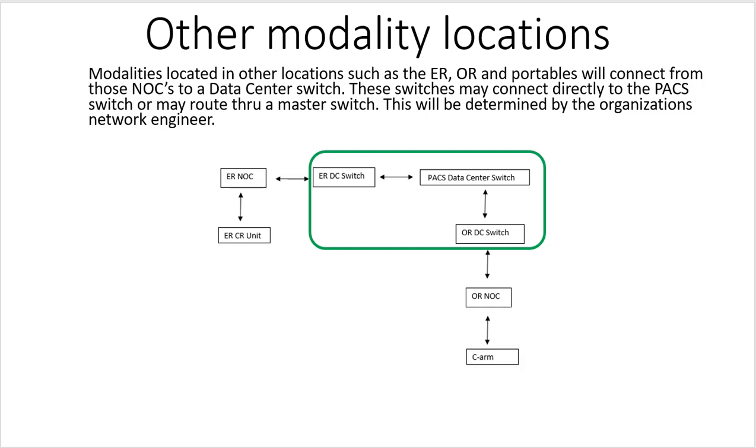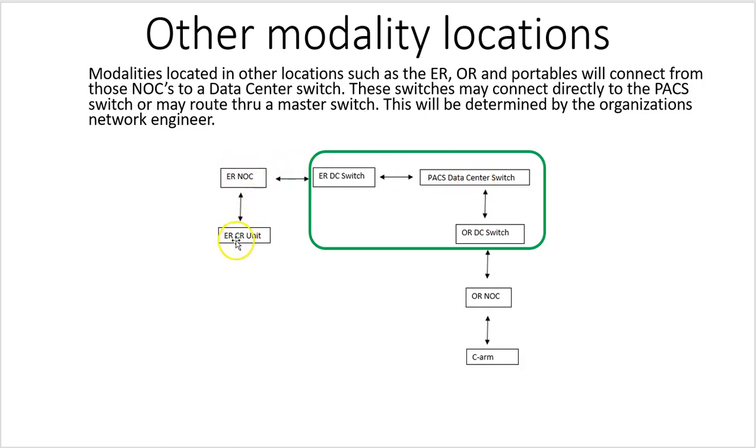So, other modality locations, modalities located in other locations outside the radiology department, such as the emergency room, the operating room, and portables, will connect from those NOCs to a data center switch. These switches may connect directly to the PACS switch, or they may route through a master switch, and this will be determined by the organization's network engineer. So inside the green box, you have all the switches in the data center, the emergency room data center switch, the operating room data center switch, right? And those connect to the PACS data center switch.